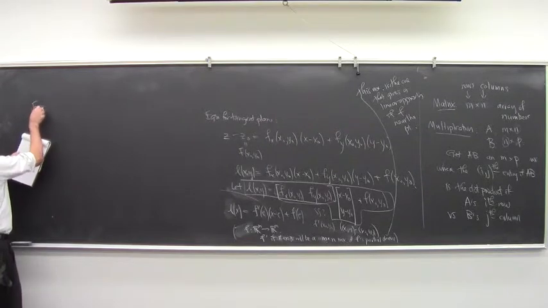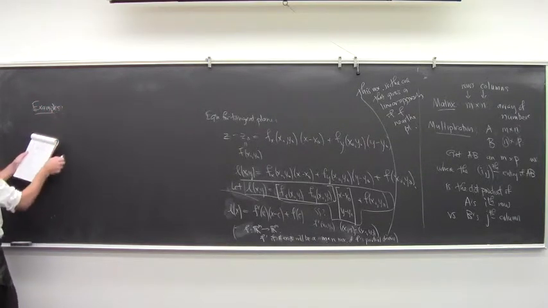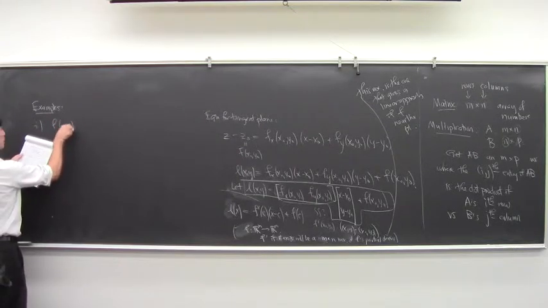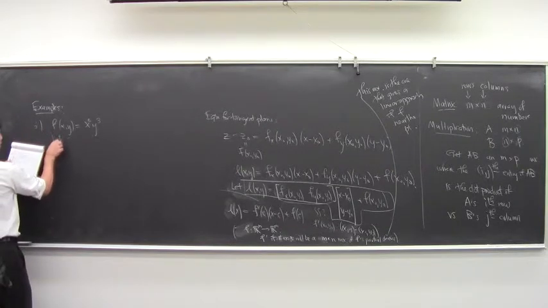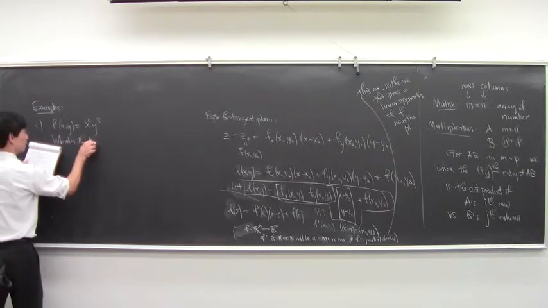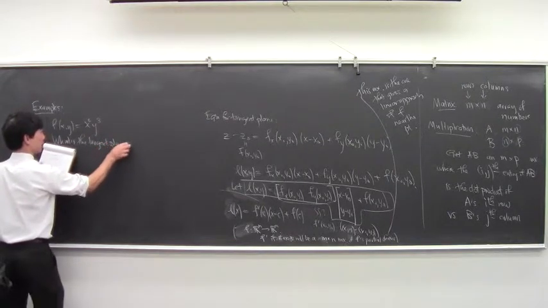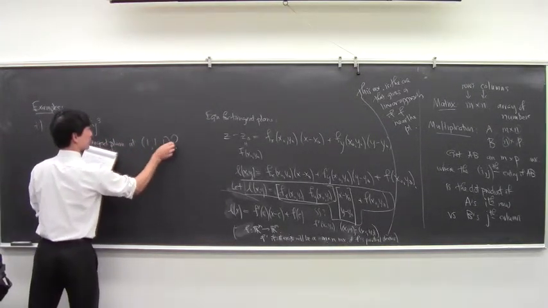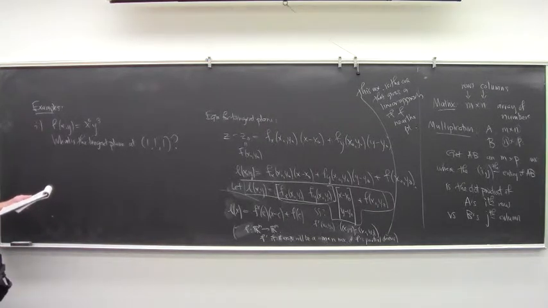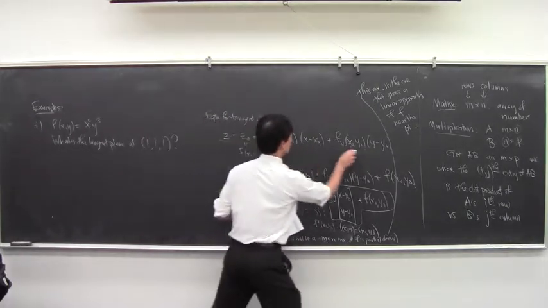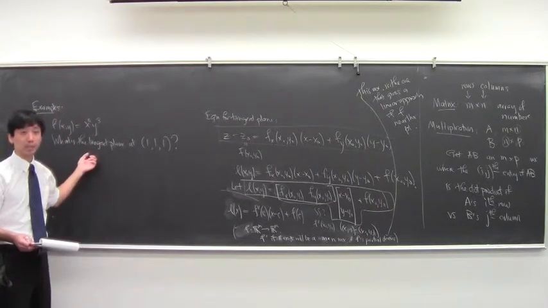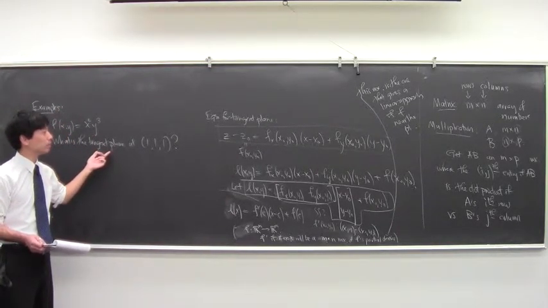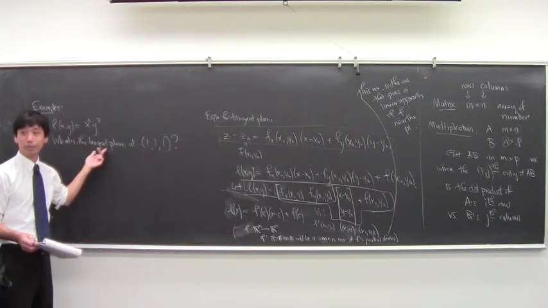Let's do some examples. So f of x, y, say, is x squared y cubed, and I'd like to know the tangent plane at 1, 1, 1. What's the tangent plane at 1, 1, 1? Well, all we need to do is figure out the equation of the tangent plane, and what does that involve?